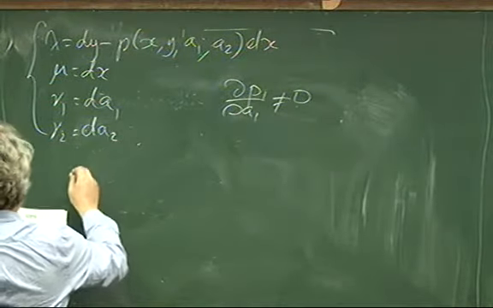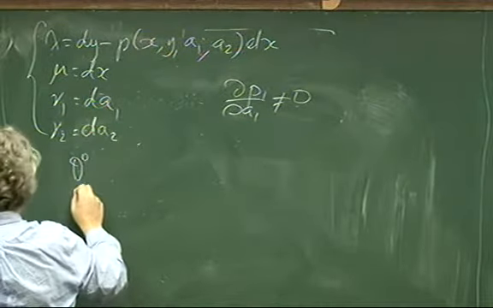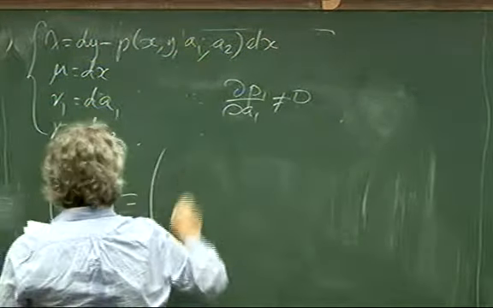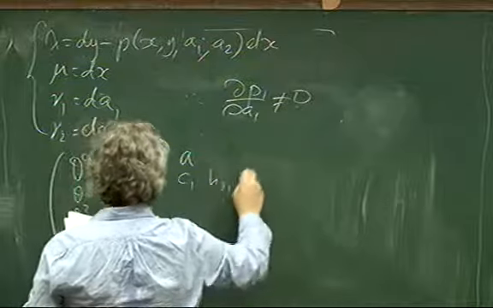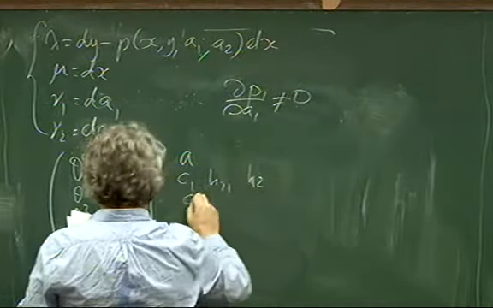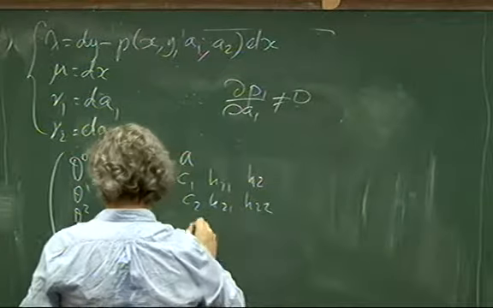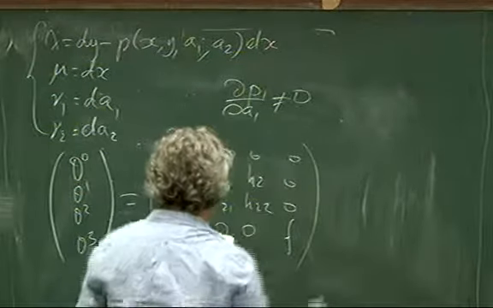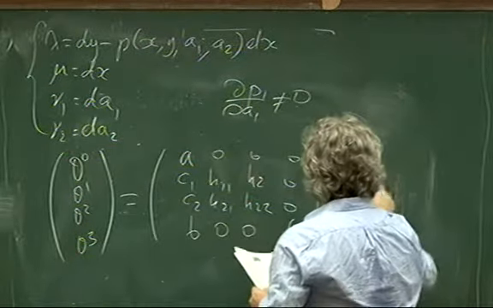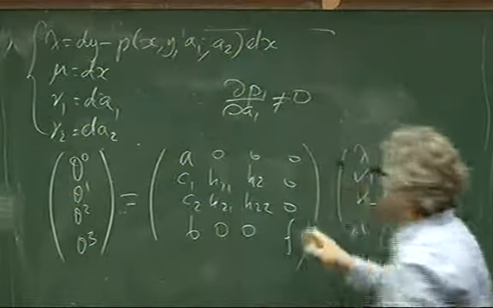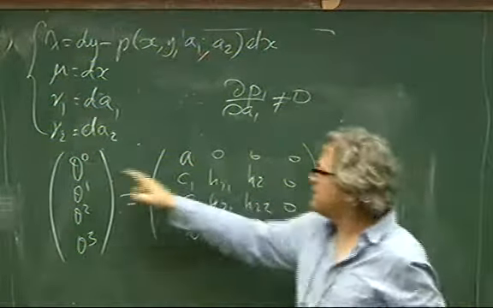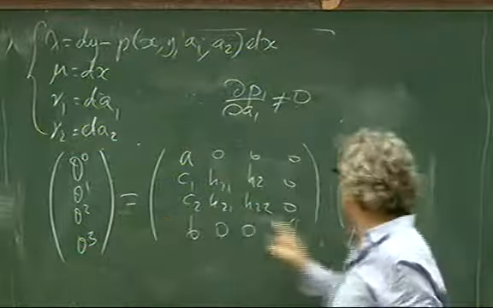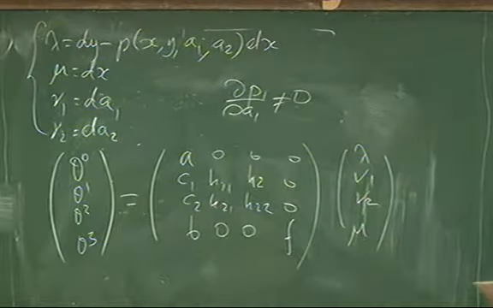So I consider the most general form in the class, which I call theta 0, theta 1, theta 2, theta 3, given by the matrix with entries A, C1, H11, H12, C2, H21, H22, B, 0, 0, F, 0, 0, 0, 0, and here will be lambda, mu1, mu2, and mu. Essentially theta 0 represents the most general form lambda, theta 1 the most general mu1, theta 2 the most general mu2, and theta 3 the most general mu.